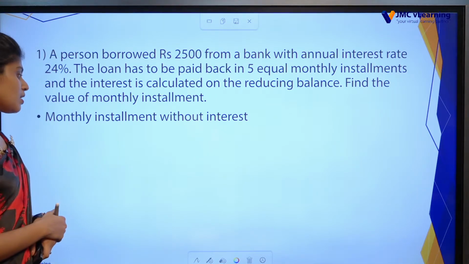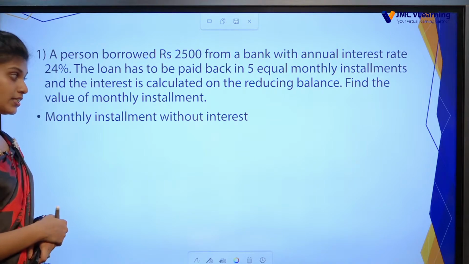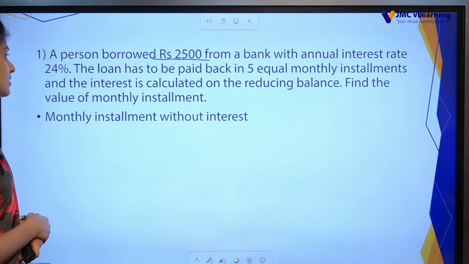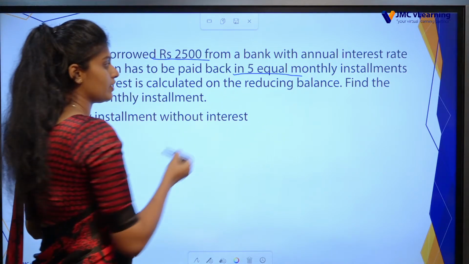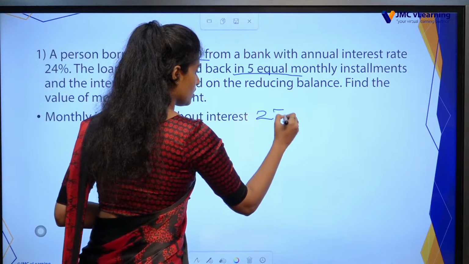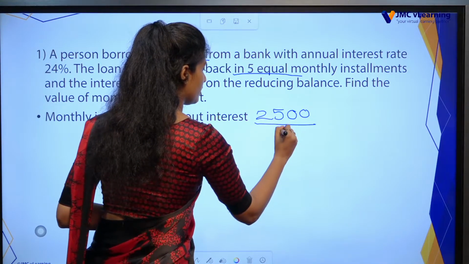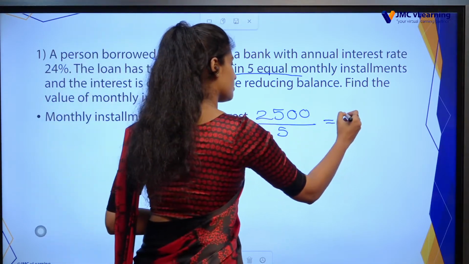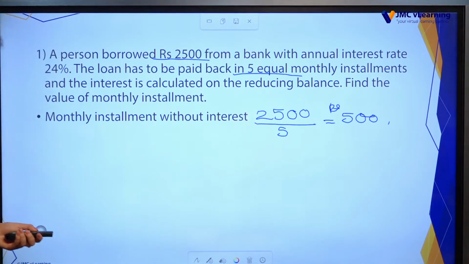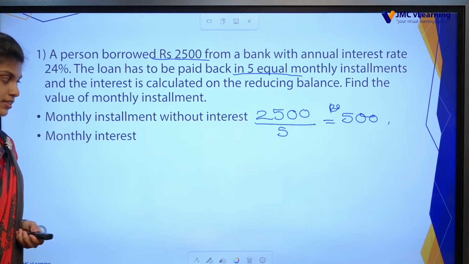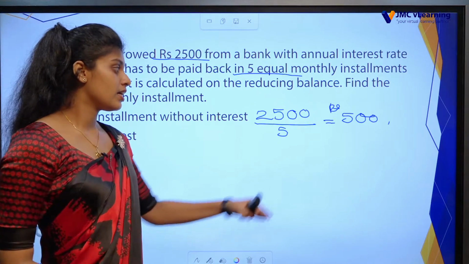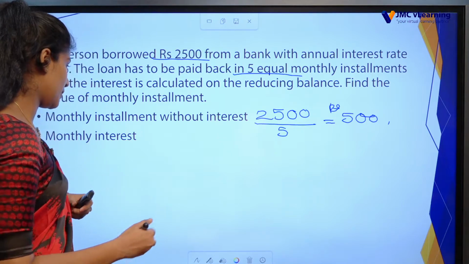The first step is monthly installment without interest. Then he borrowed 2,500 rupees, pay in 5 equal months. Then monthly installment without interest is 2,500 divided by 5. The answer is 500 rupees. Then next one is monthly interest. How much is the monthly interest? Then monthly by monthly reducing 500 rupees.